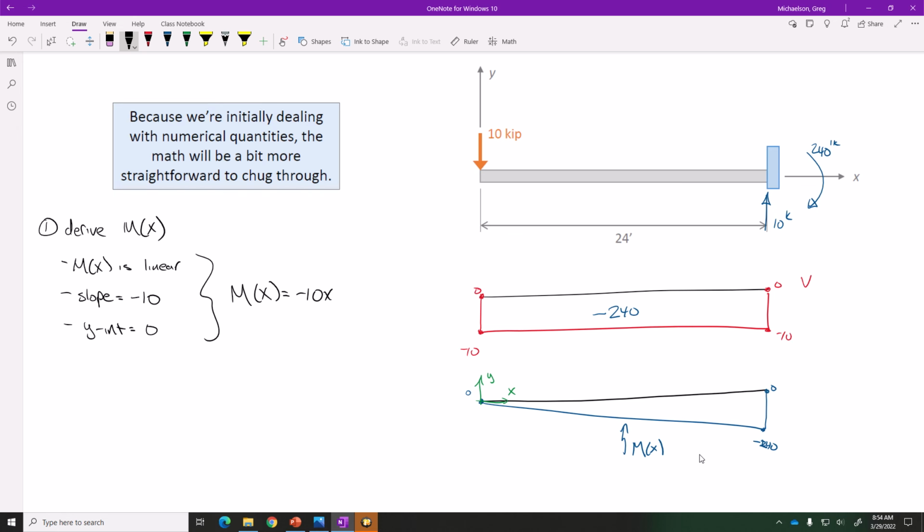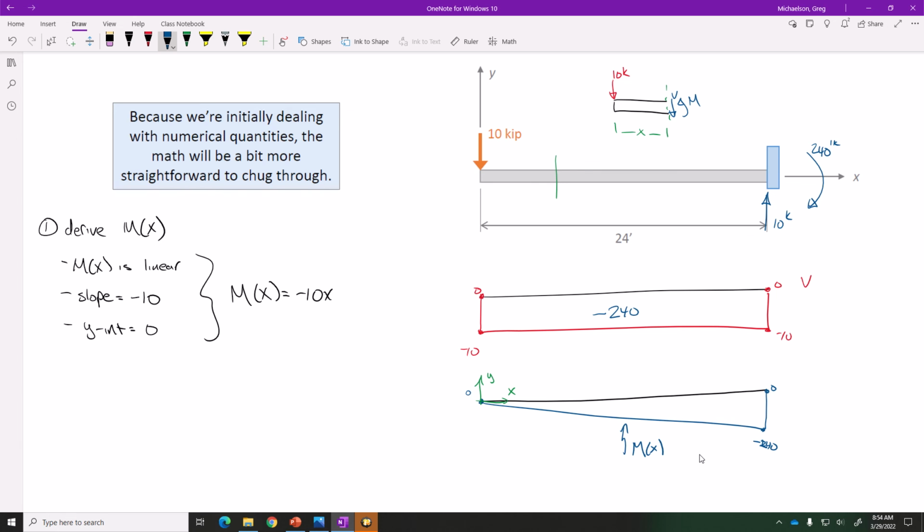That's it. If you don't believe me, we can cut a section. We can draw the beam. We can say this is 10 kips, this is x. We have an unknown shear and an unknown moment. We can sum moments and we will find 10x is this way, M is this way, M is negative 10x. It's the same thing, right? With me so far?